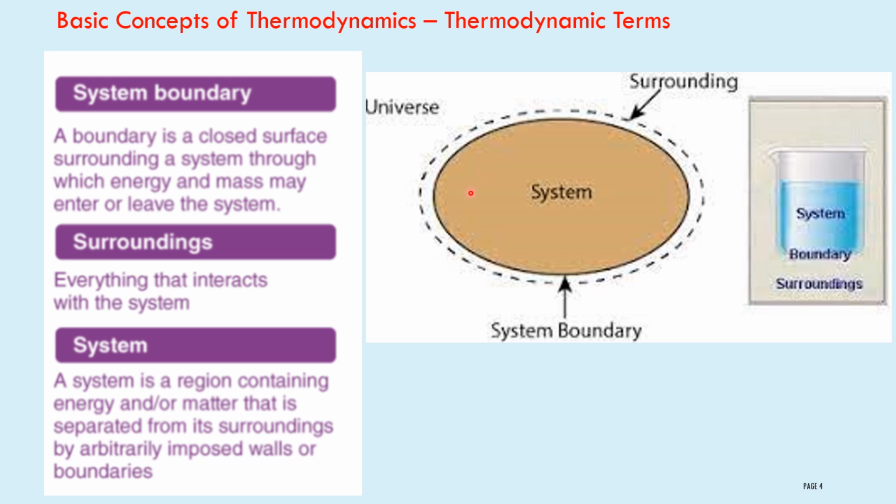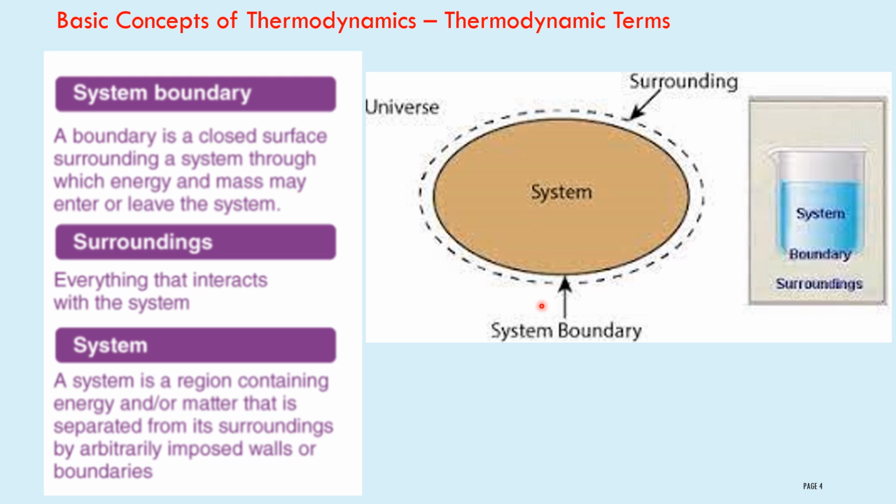This is a region containing both energy and matter. Then this system is separated by a system boundary. It will separate the system from the surrounding. This system boundary is indicated by a dark thick line, as you can observe here. This system is a region that contains both energy and matter.